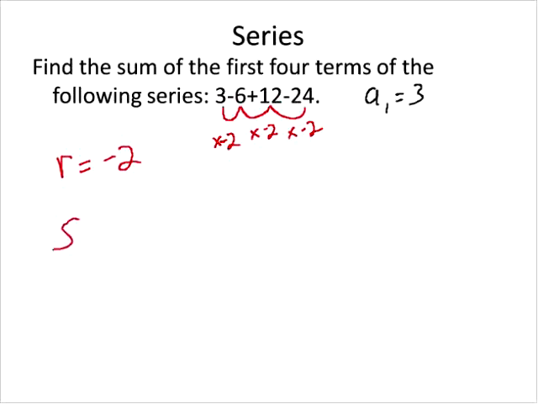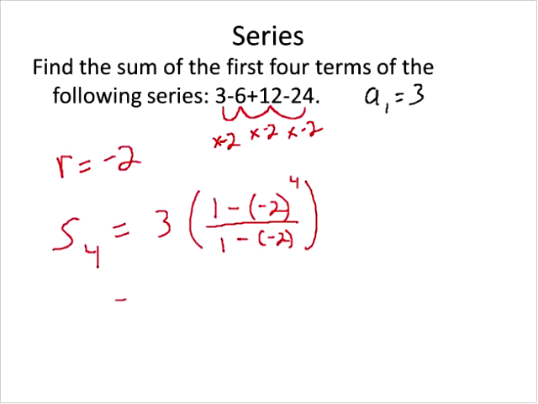All right. So the sum of the first 4 terms, those terms we've got right here, is going to be the first term, 3, times 1 minus r, which is negative 2, raised to the 4th power, divided by 1 minus r, again is negative 2. Let's see, what do we have? I've got 3 times 1 minus, let's see, negative 2 raised to the 4th power is a positive 16. So 1 minus 16. On the bottom, minus a minus becomes a positive, so that's 1 plus 2.